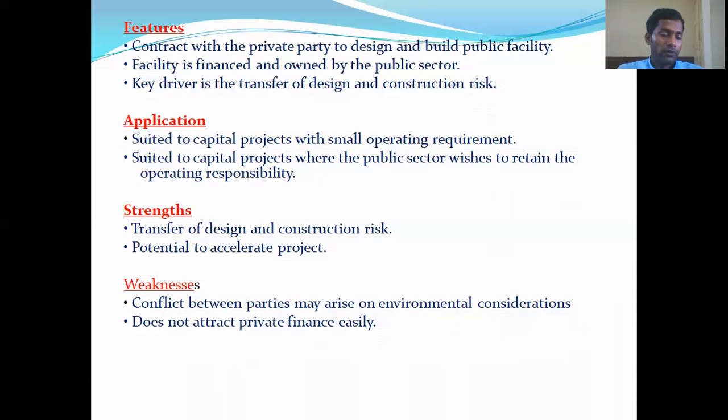Very simple concept. Public-private partnership: both the private agency and the public agency, I mean the public agency and the private company, are joining together for a project. That is the public-private partnership. Okay, here I finished the third chapter of business studies.